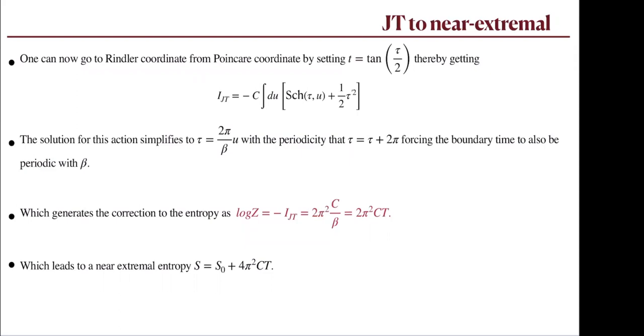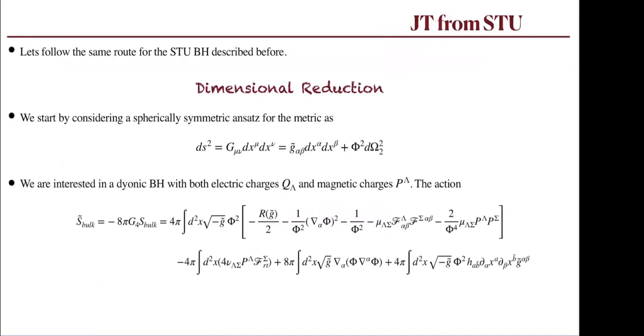So we will follow the same route for our case as well. Initially we start with the background solution that I mentioned in the STU bosonic part of the action. So start with the STU theory with the bosonic part. Then take spherically symmetric ansatz, where this G alpha beta tilde can be anything as of now. This phi squared can also be anything, but it's a function of r because I'm reducing it over theta and phi. I won't go through the calculations. So that big action, this bosonic part, will boil down to this after the dimensional reduction.